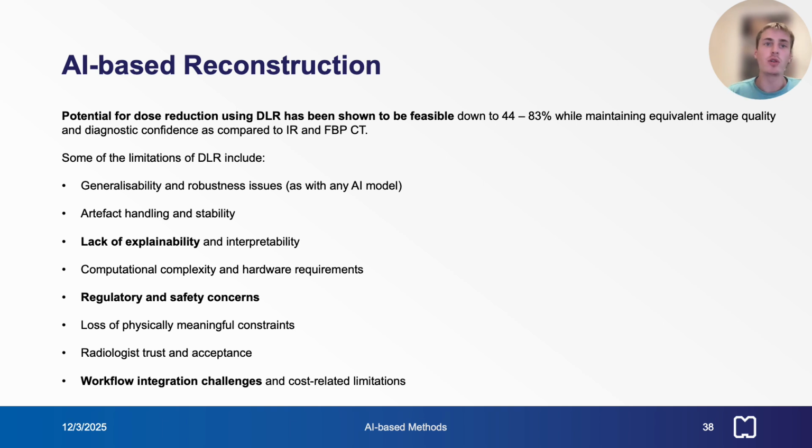So the potential for dose reduction using deep learning reconstruction has shown to be feasible down to 44 to 83%, while maintaining equivalent image quality and diagnostic confidence as compared to iterative reconstruction or filtered back projection. But some of the limitations of deep learning reconstructions include generalizability and robustness issues, which is the case with any AI model, their handling of artifacts and stability. A major one is a lack of explainability and interpretability of the model outputs.